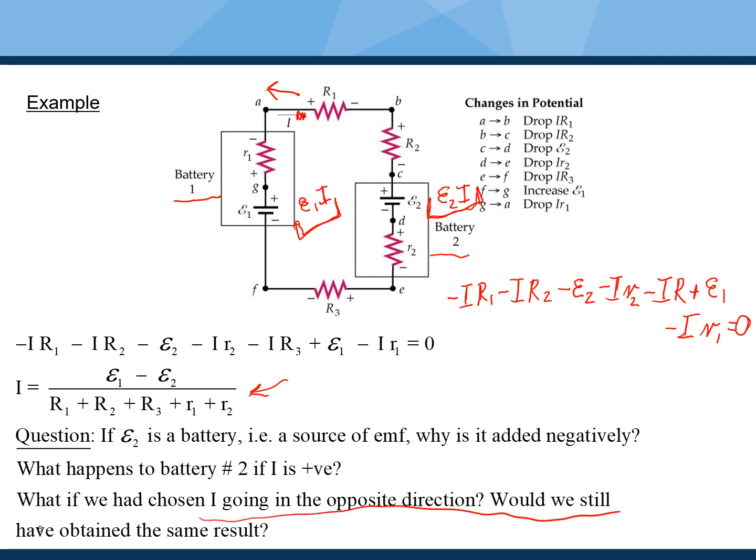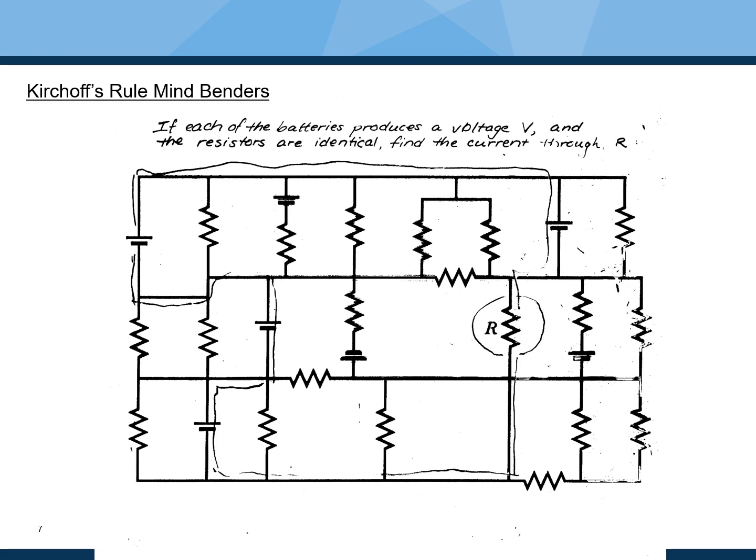No need for panic. Okay? So with this, let's move forward and put ourselves through this very, very complicated circuit, which has a ton of resistors and a ton of batteries in it. Let's ask you to find essentially the current flowing through the resistor R.